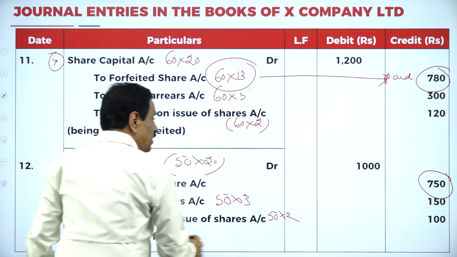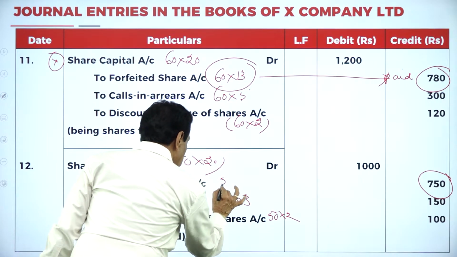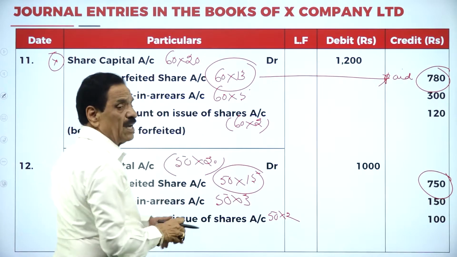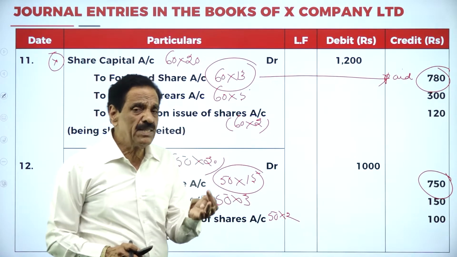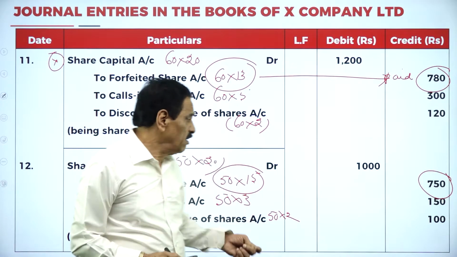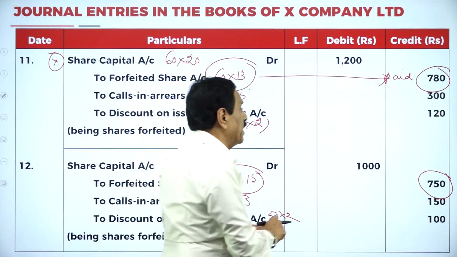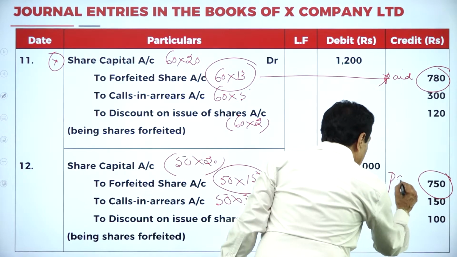Here. On how many shares? 50 shares. He has paid 15 rupees. What is 15 rupees? Application, allotment, first call, second call, fails to pay the final call. Okay. How much already paid? 750. This is already paid.